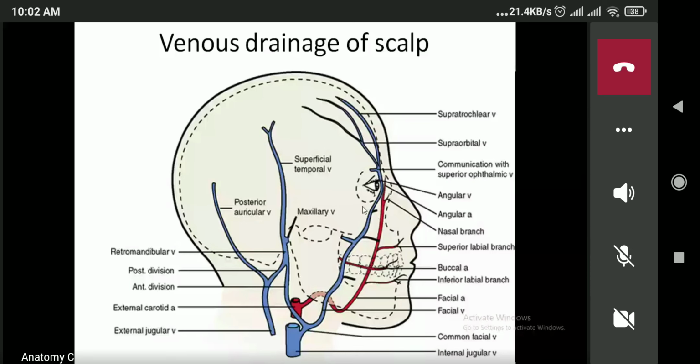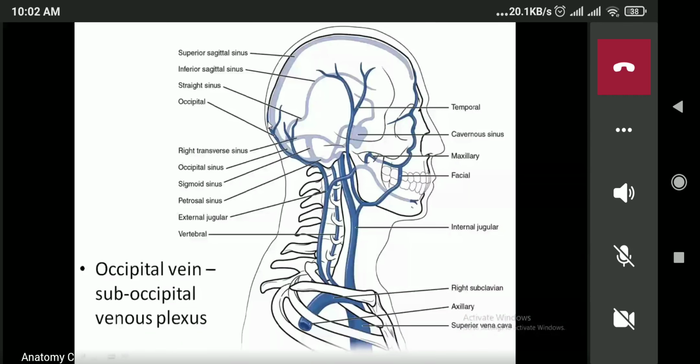That's the occipital artery. So finally, the occipital vein is there, which accompanies the occipital artery, and this occipital vein drains into the suboccipital venous plexus. The occipital vein drains into the suboccipital venous plexus that lies beneath the occipital region. And this venous plexus finally drains into the brachiocephalic vein.